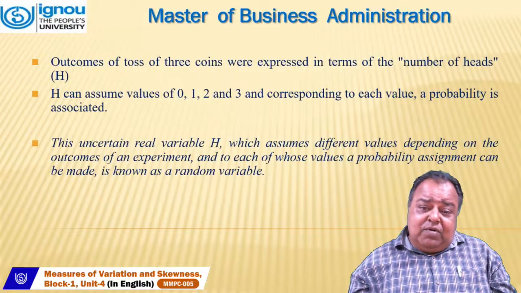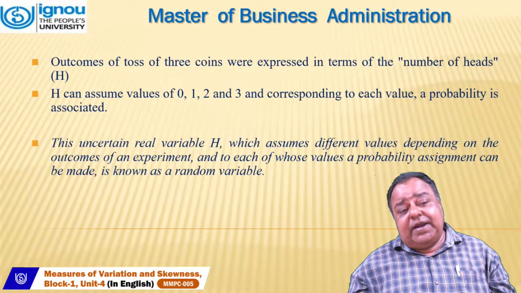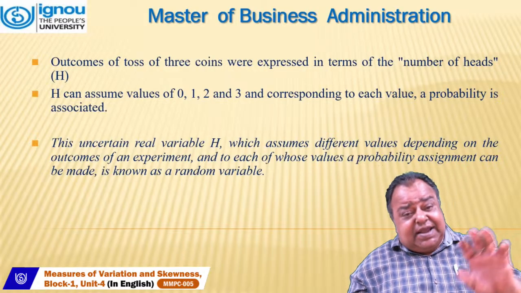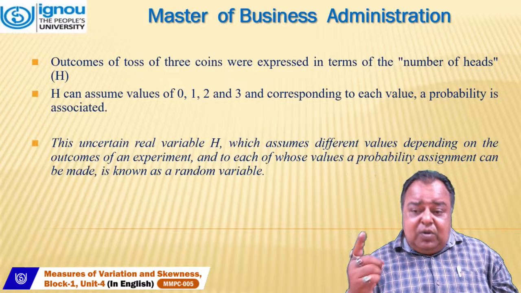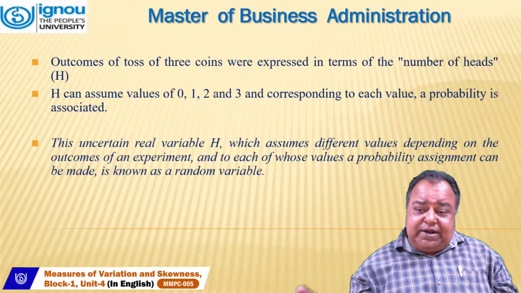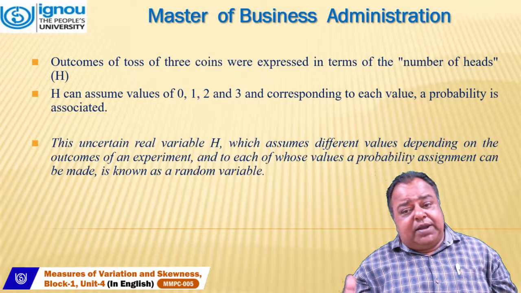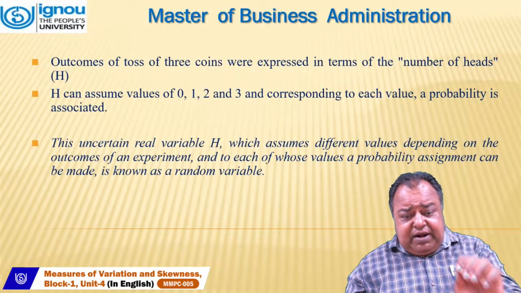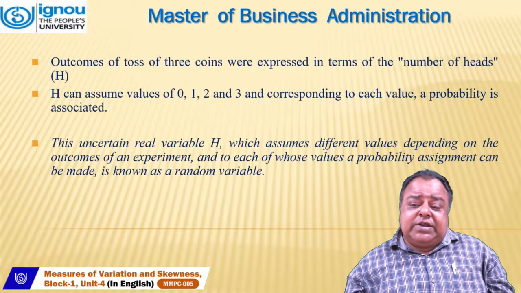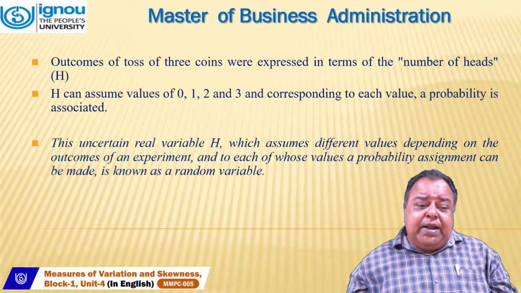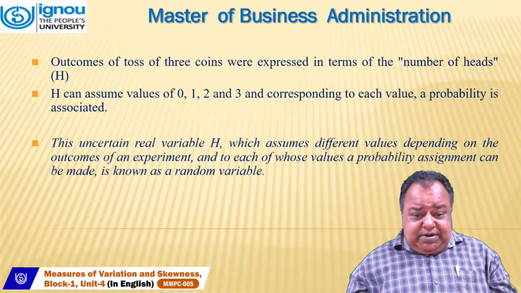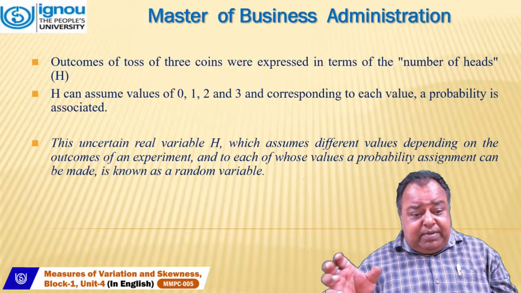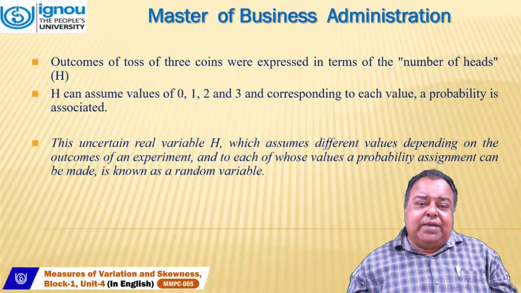Outcomes of the toss of 3 coins were expressed in terms of the number of heads, denoted by H. So here, what values can H take? No head, 1 head, 2 heads, or 3 heads, and correspondingly we have a probability associated. This uncertain real variable H, which assumes different values depending on the outcomes of an experiment, and to each of whose values a probability assignment can be made, is known as a random variable.